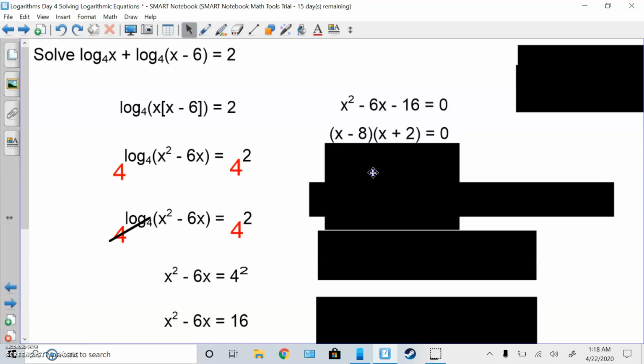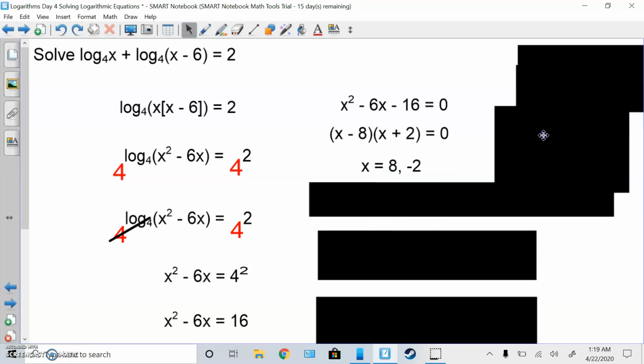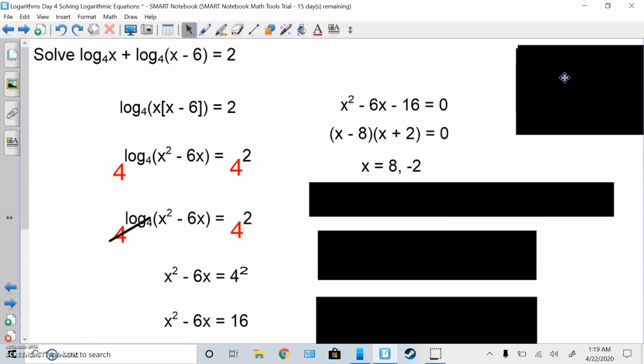I'm going to factor by using guess and check. So I get x minus 8, x plus 2. I do the 0 product property by setting those both equal to 0. So my first answer will be positive 8. My second answer will be negative 2. Now before I box those in, because I could stop and get it wrong, you have to check. Plug them into the original problem, see if it's going to be a log of a negative number or 0. Because if it is, you cross it out.